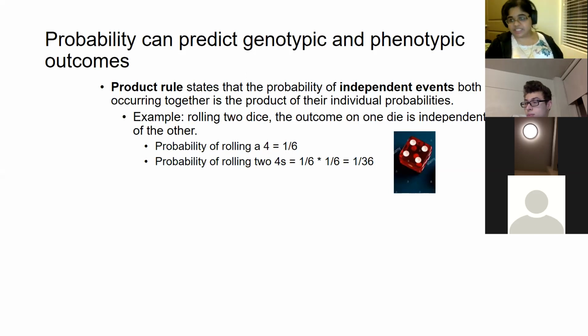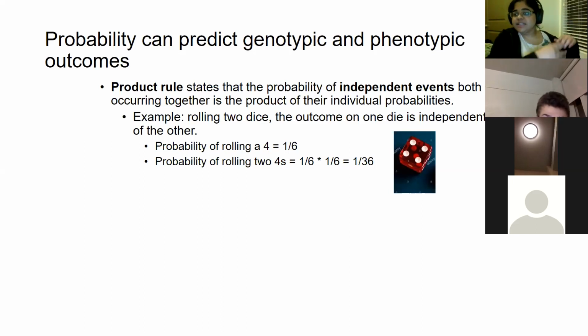Even if you're throwing them together, the outcome will be independent of each other because for one thing, it's 2 different dice, and it always comes out to be 1 out of 6 for each of them because it's 6 sides with 1 possibility of getting a 4, right? So the probability of rolling 2 4s would be 1/6 times 1/6. So it's 2 separate events, and the one choice is not influencing the other.